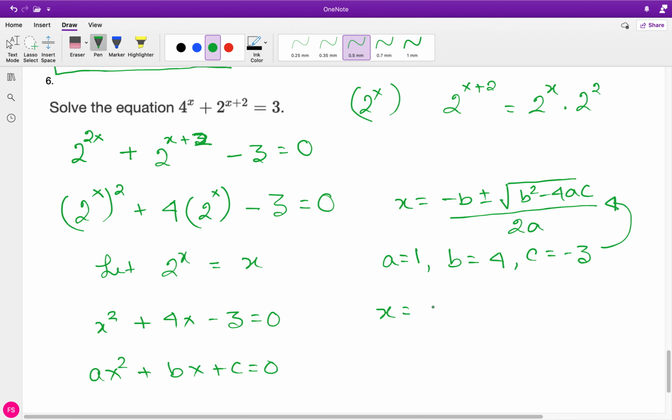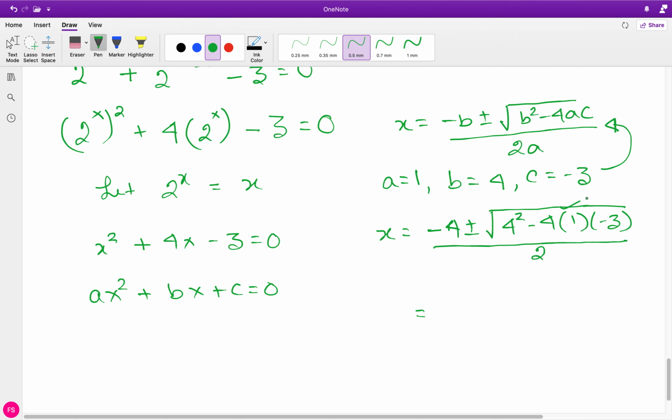So I'm just going to substitute all these values back into this equation to solve for my x. This will give me x equals negative 4 plus or minus, in brackets I will have 4 squared minus 4 times a times negative 3, divided by 2 times 1, which is just 2. If you simplify this first, 4 squared, remember you have a negative here and also over there, so negative and negative is actually positive. So it's actually 16 plus 12, that will give us 28. So x equals negative 4 plus or minus the square root of 28, over 2.